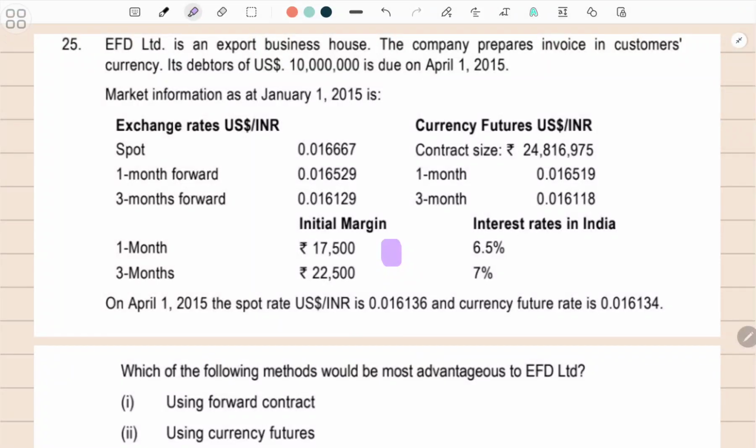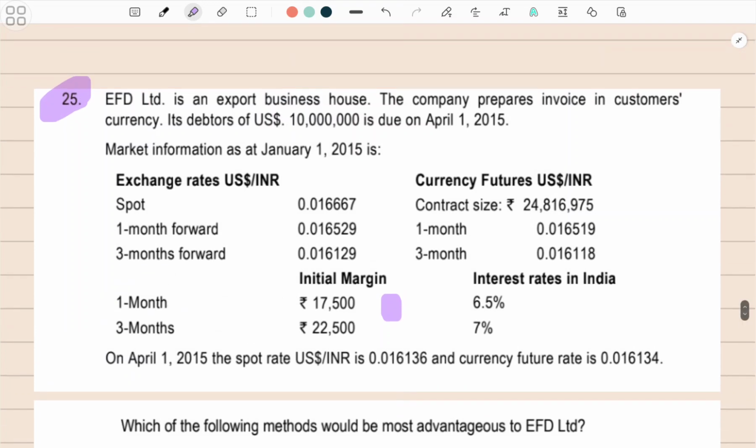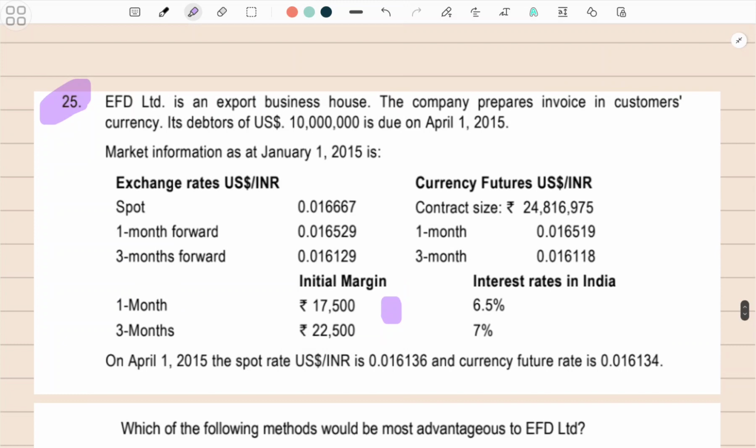Let's start the 25th question. EFD Limited is an export business house. The company prepares invoices in customers' currency. The data are in dollars. Okay, $100 lakh due on April 15.